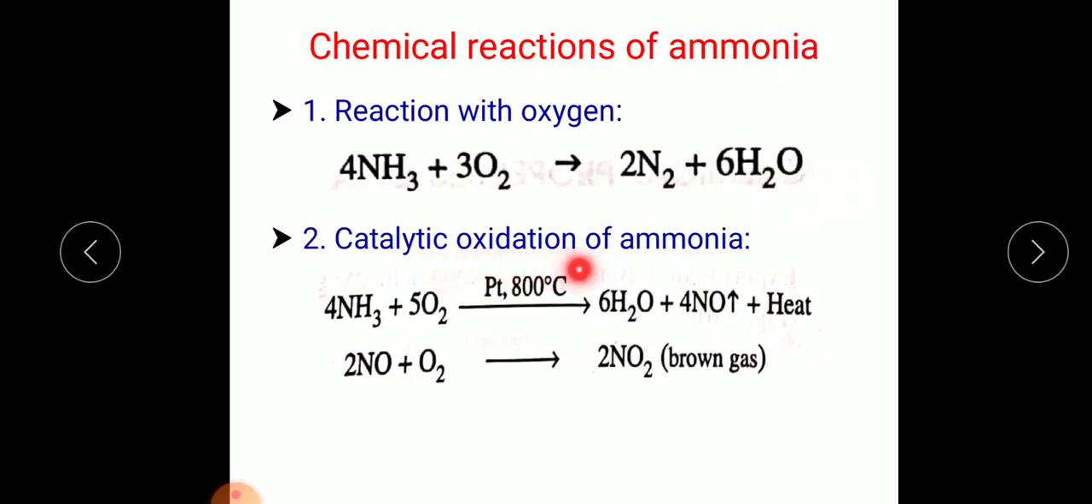Catalytic oxidation of ammonia. When ammonia gas is oxidized in the presence of a catalyst at around 800 degrees Celsius, it forms water, nitric oxide and heat.